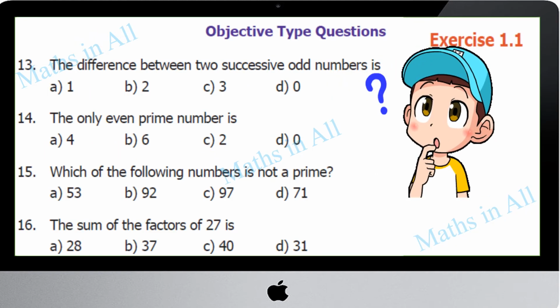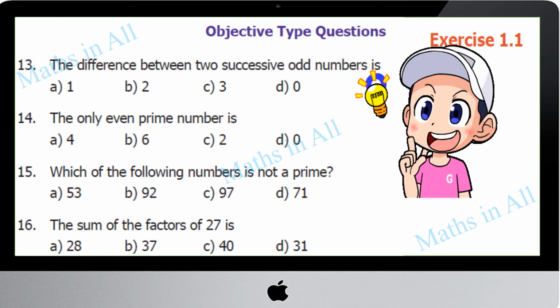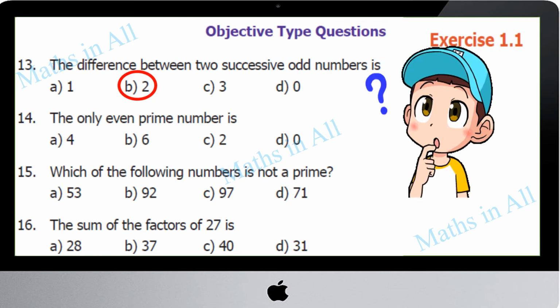Objective type questions. 13. The difference between two successive odd numbers is. So two successive odd numbers, certainly 2, isn't it? Yes. Because odd and even numbers alternate in the natural numbers, right? Okay. So the answer is 2. 14. The only even prime number. I have already mentioned this. 2 is the only even prime number, right? So 2 is the correct answer.